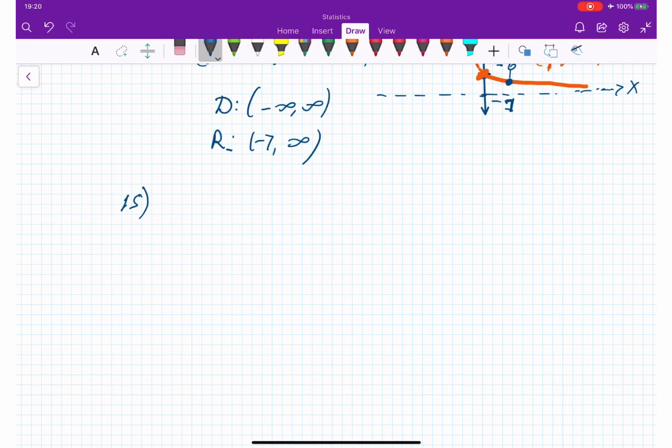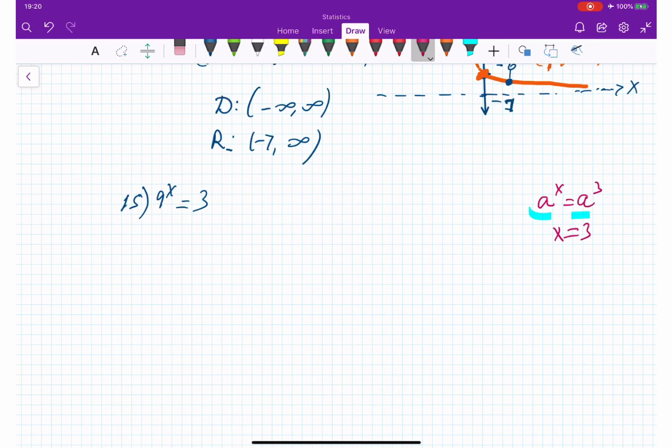Question number 15. So we are solving the equation 9 to power x is equal to 3. How are we going to solve? We know one thing, that if I have the same base, a to power x, let's say, is equal to a to power 3. If my base is the same, both of them are a, then I can say that x is equal to 3. Then exponents are equal.